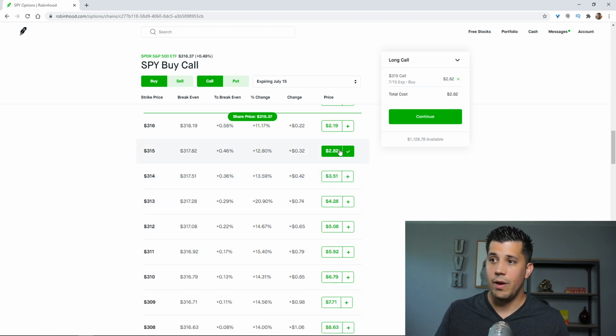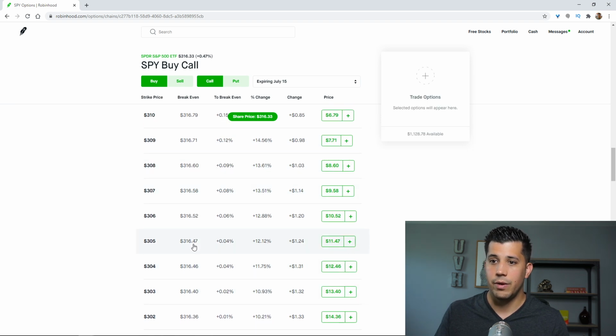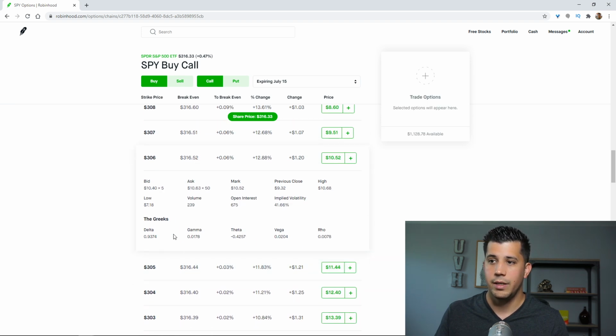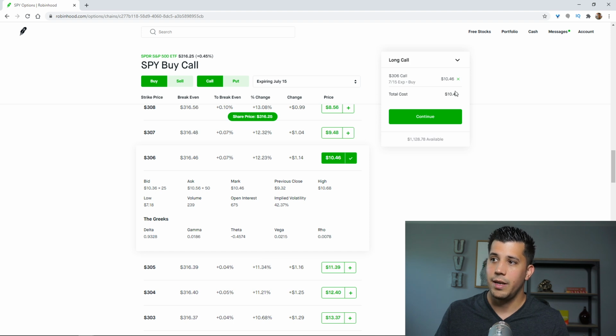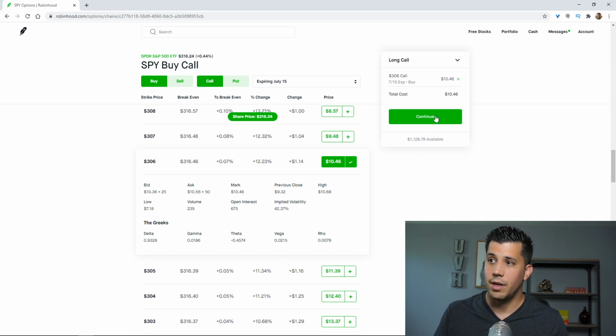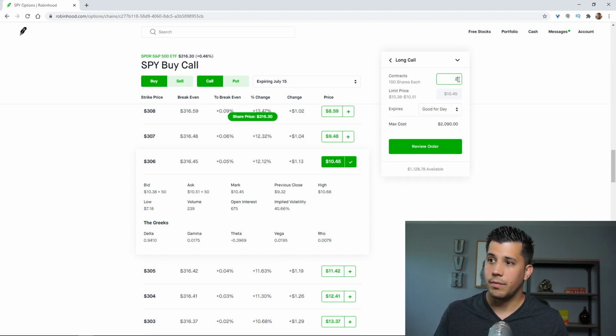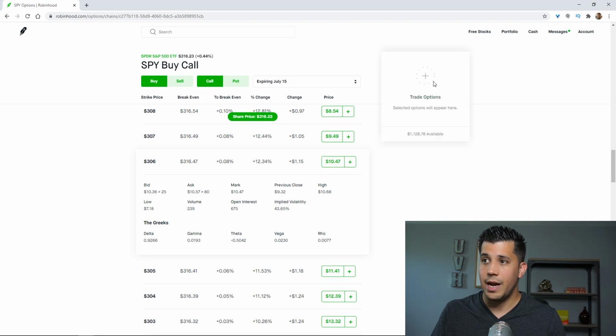Okay. Now, if I go down here, I buy the 306 that I was looking at for 93 cents, buy 1 of these, it's going to cost me $1,047, right? So that's kind of how you calculate.